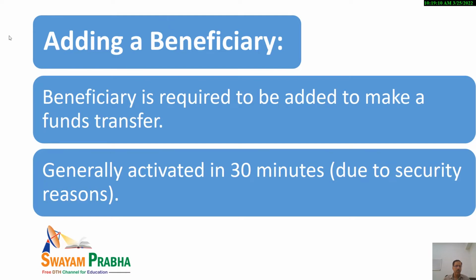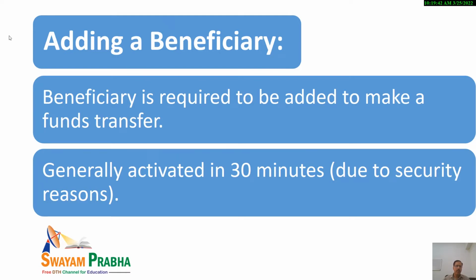I have just told you that you need the account number of the beneficiary, the name of the beneficiary, and the IFSC code of the beneficiary's account. But first of all, you should add a beneficiary, with basic particulars like his name, his account number, and IFSC code, in order to transfer funds through NEFT or RTGS. What is needed?